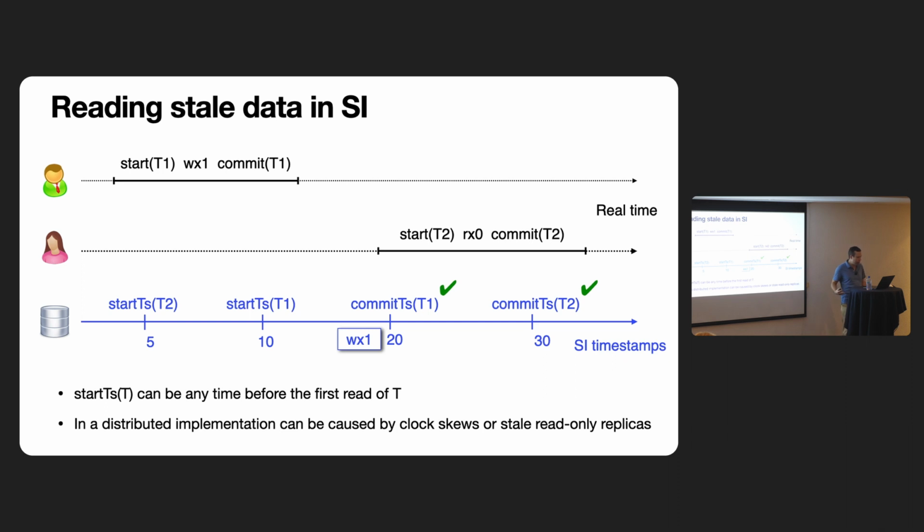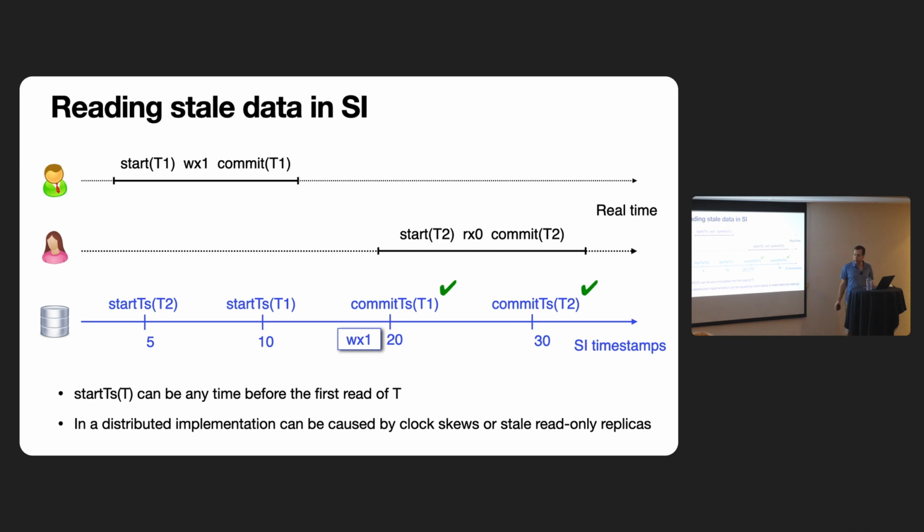As I said, in a distributed implementation, this may be caused by clock skews. If these two transactions are processed by different machines, and these two machines assign start timestamps from a real-time clock, it may well be that one machine has time above 20 and the other machine has only time 5, right? And so you'll get these kinds of issues, okay?